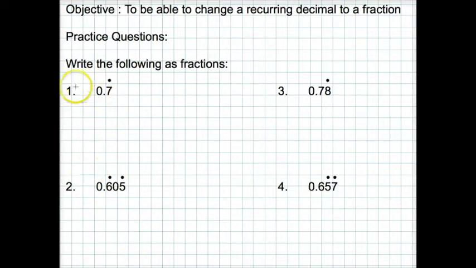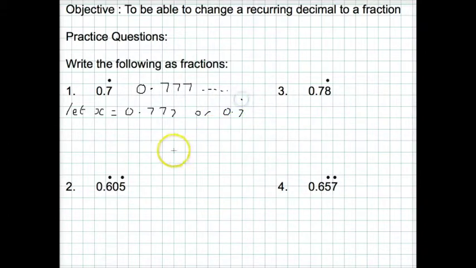So if we have a look here, question 1, we've got this recurring decimal, 0.7 recurring. This could be written as 0.777 with the 7 continuing on. In order to solve this and turn it into a fraction, I'm going to start off and let x equal 0.777, or of course 0.7 recurring.